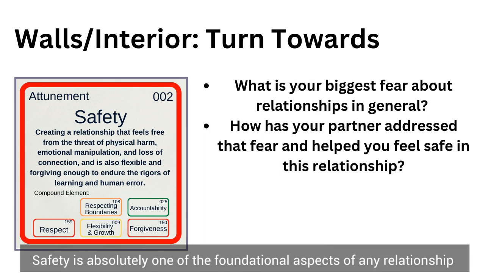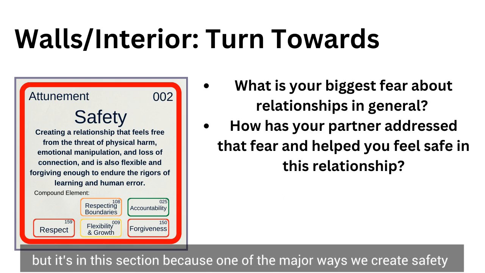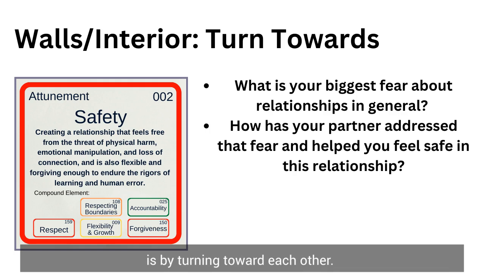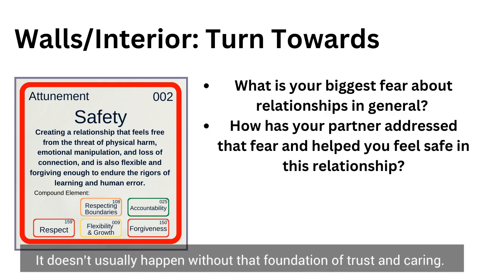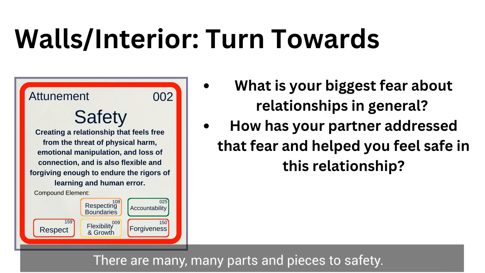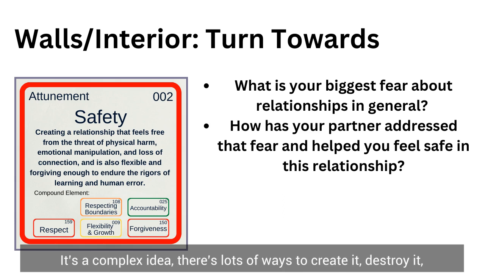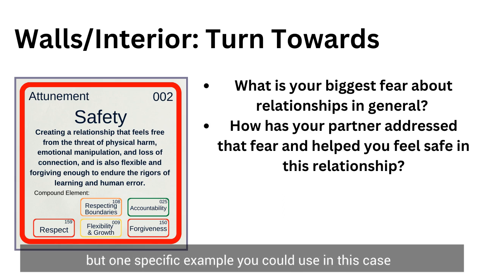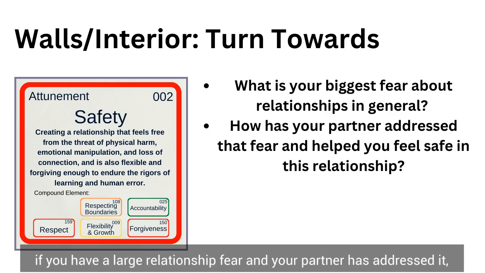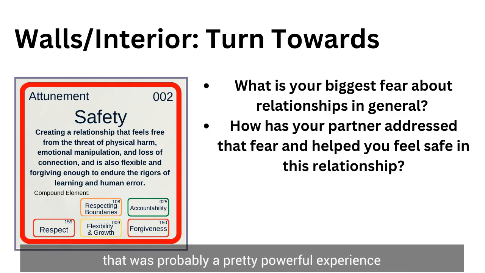Safety is absolutely one of the foundational aspects of any relationship. But it's in this section because one of the major ways we create safety is by turning toward each other. And it doesn't usually happen without that foundation of trust and caring. There are many, many parts and pieces to safety. It's a kind of complex idea. There's lots of ways to create it, lots of ways to destroy it. But one specific example you could use in this case is if you have a large relationship fear and your partner has addressed it, that was probably a pretty powerful experience that created a feeling of safety and comfort for you.